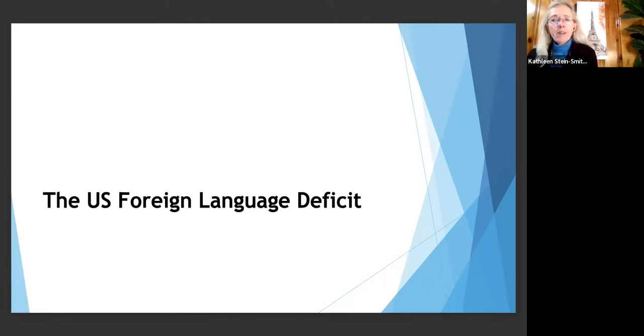But there are underlying issues to this US foreign language deficit that we don't always talk about. And that really is the importance of heritage languages in the US. Most contemporary Americans have another language in their life, in their family story. They may speak it, or it may be lost or forgotten.